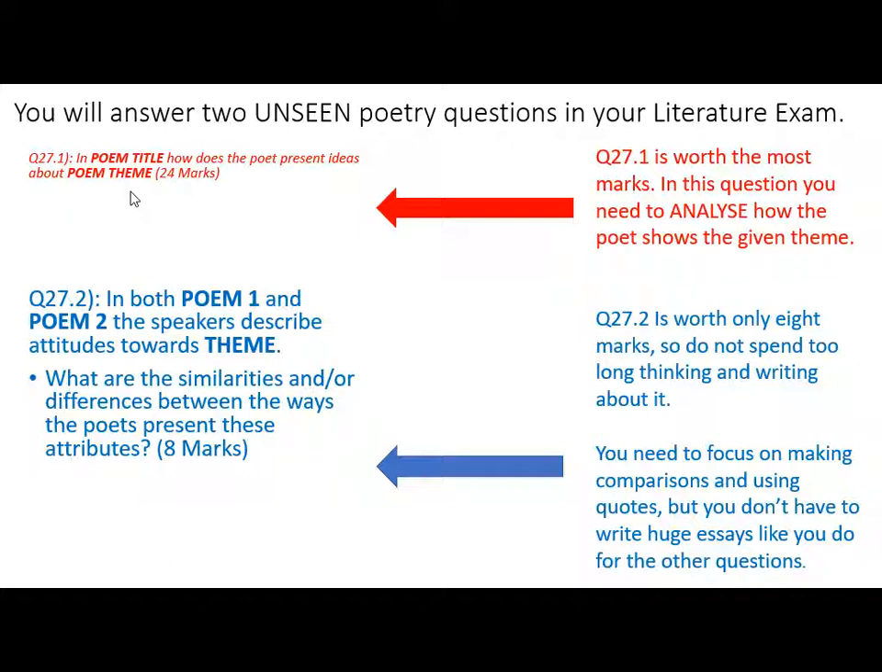In the question, you'll need to analyse how the poet shows the given theme. So, for example, in the poem title, a random poem, how does the poet present the idea about a certain theme? That is 24 marks, that question. Then you'll also have another question, which is only 8 marks, so you don't need to spend half as long on this one. And that could be something like, in both poem 1 and poem 2, the speakers describe attitudes towards something. So, for example, love.